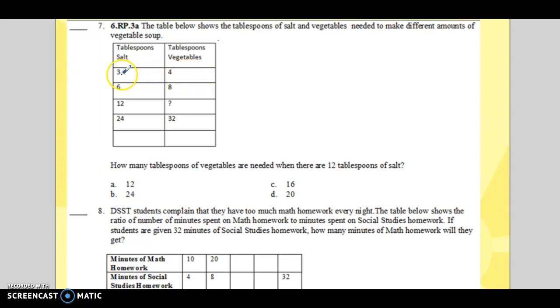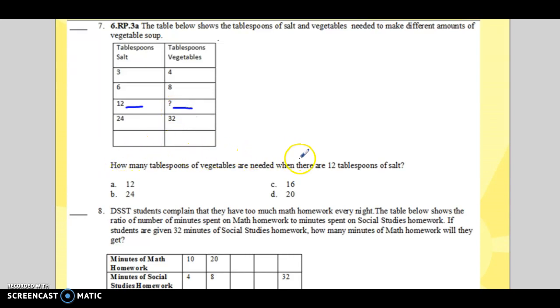Let's just check that. 3, 6, 9. What? This is not 9. Let's see, counting by 4, 4, 8, 12. 32 doesn't come after 12. So let's look at what it says down here.